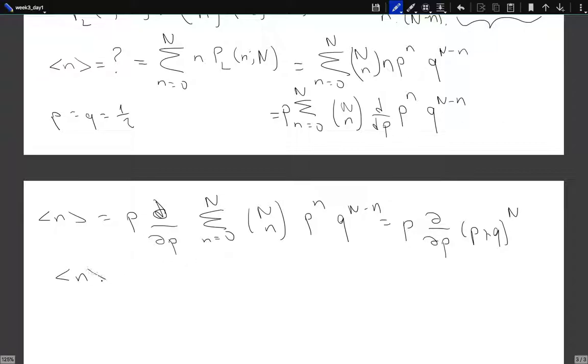Now I can just take the derivative. The average n is p times N times (p + q)^(N-1). Now keep in mind that p + q, no matter how you divide your volume, is just 1, because p is the probability that your particle is in your volume, and q is the probability that it's not in your volume. So it's either in my volume or not in my volume, so the total probability will be just 1.